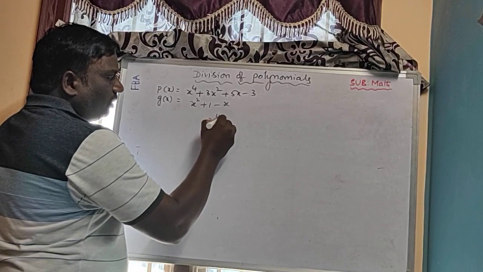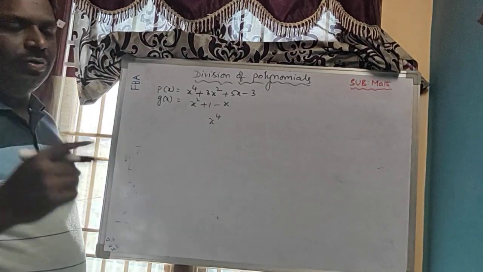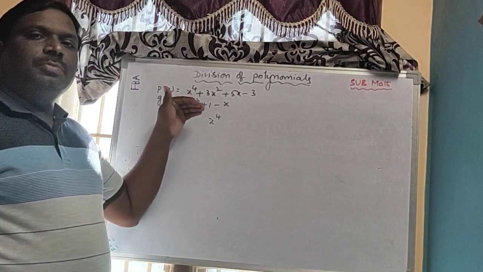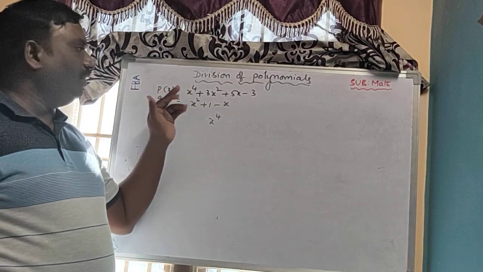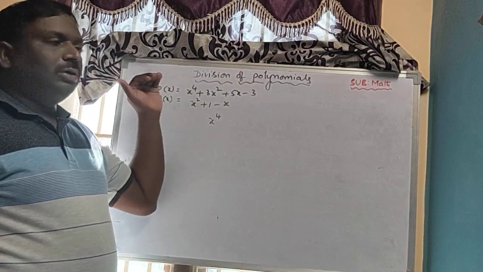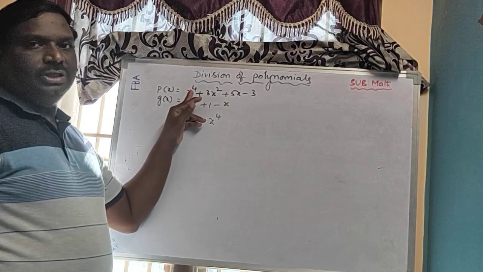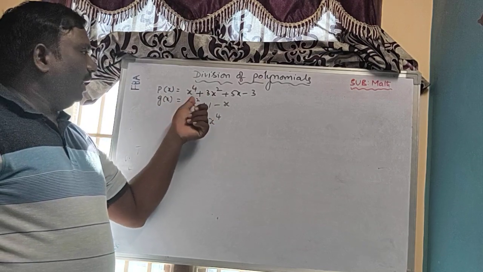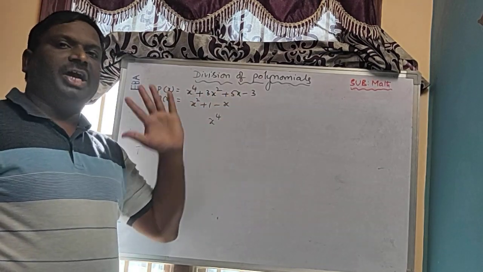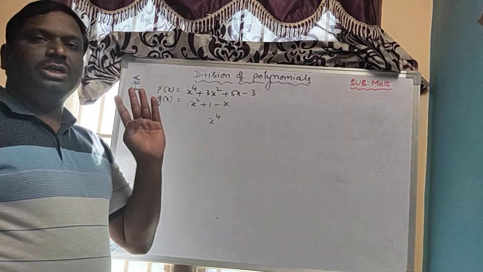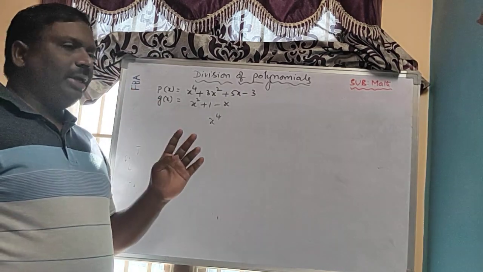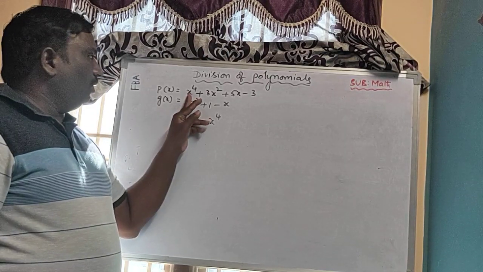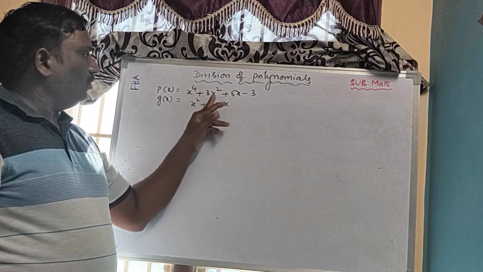Now I am doing the division. When you are doing the division, one more point we have to remember: the degrees of the variables should be in order. Is there any x cube term? There is no x cube term. If the highest degree is 4, the total terms should be 5. If the highest degree is 3, the total terms should be 4. If the highest degree is 2, the total terms should be 3. Here the highest degree is 4, but the total terms are only 4.